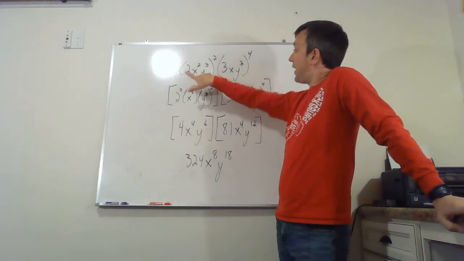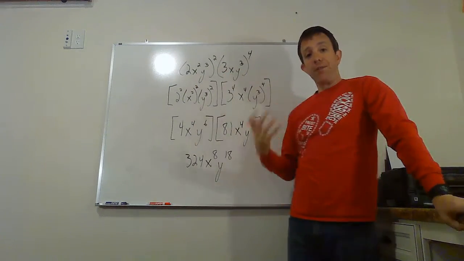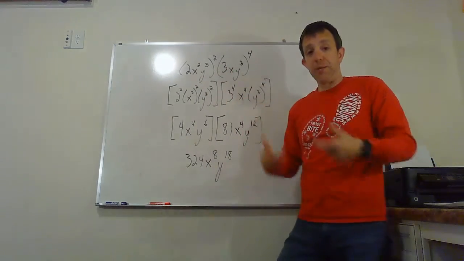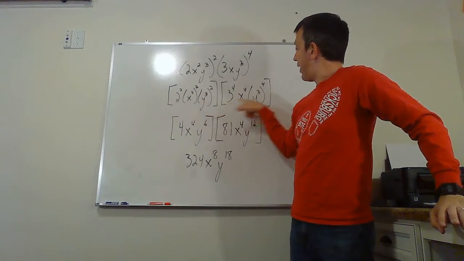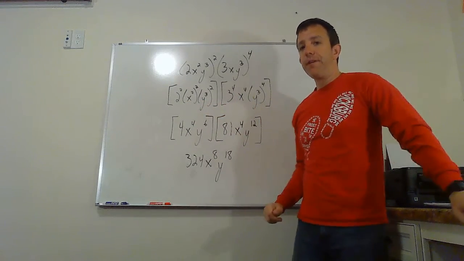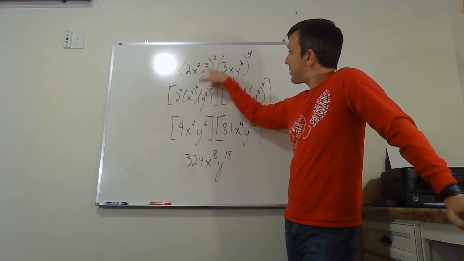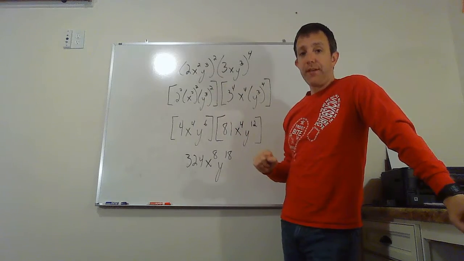The reason is because I have this whole thing with a power on it, and this whole thing with a power on it. And so I can't try and combine the two until I deal with those powers on the outside. All right, so you can see I use brackets here to try and keep everything together. But I have my 2 to the second, I have my x squared to the second, and my y cubed to the second.